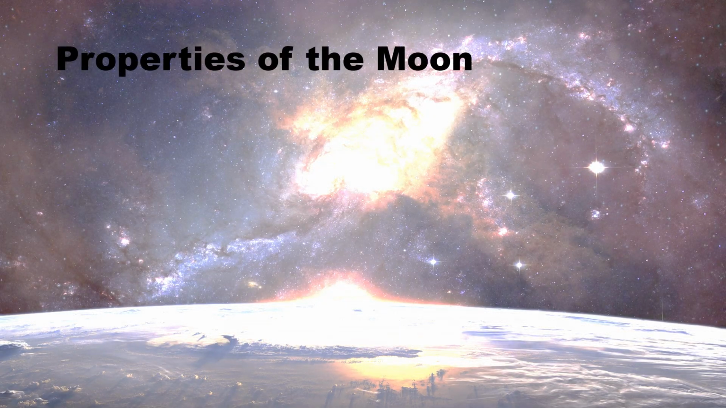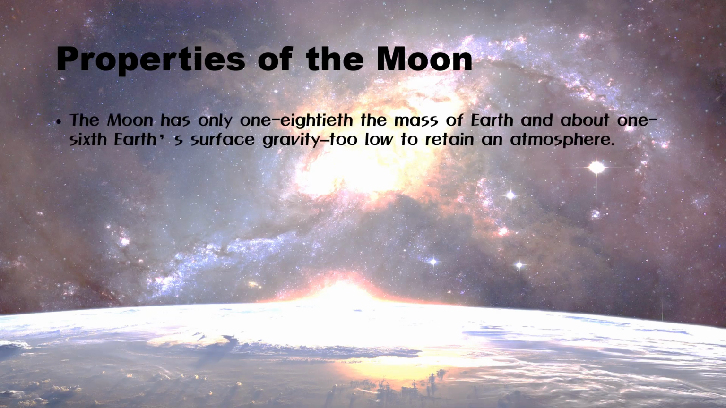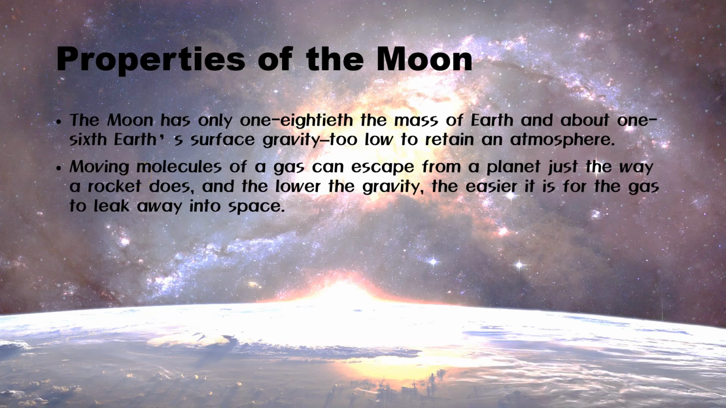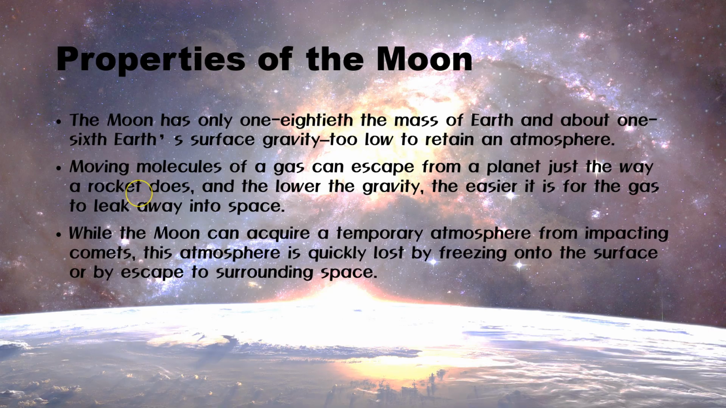So when we start talking about properties of the Moon, it has about 1/18th of the mass of Earth and about 1/6 of the Earth's surface gravity, which is too low for it to retain an atmosphere. Moving molecules of a gas can easily escape from a planet just the way a rocket does, and the lower the gravity, the easier it is for the gas to leak away into space.